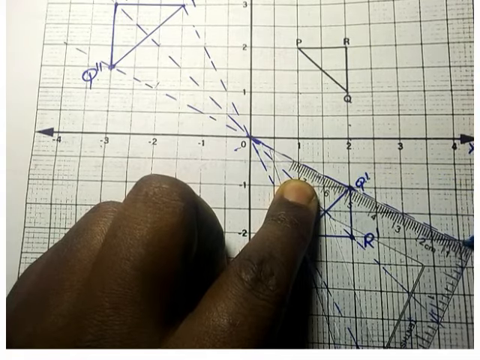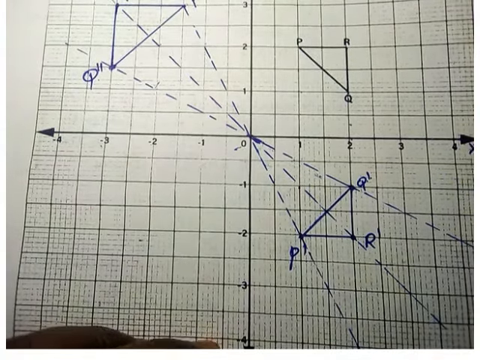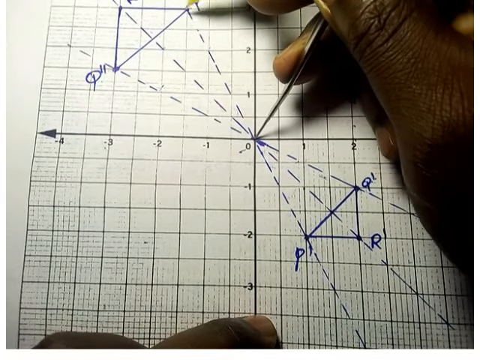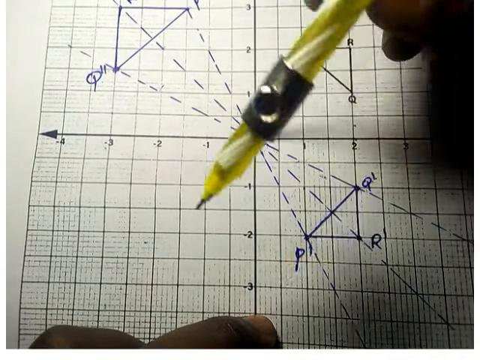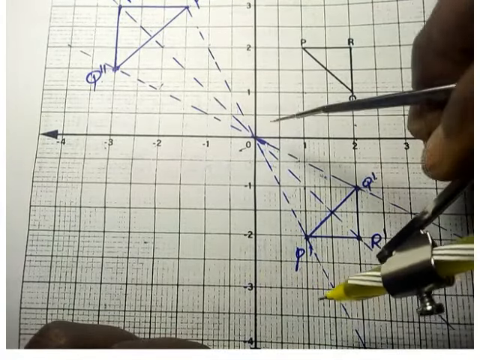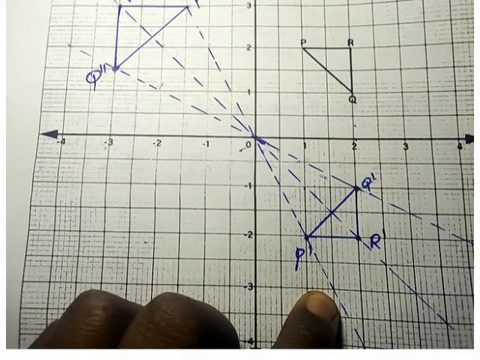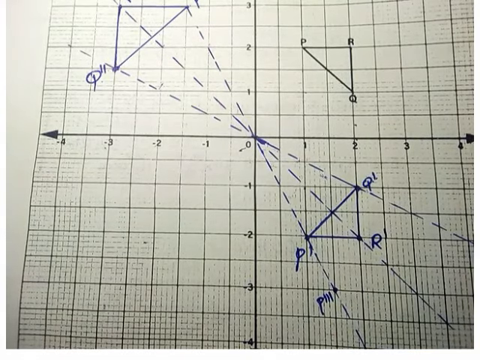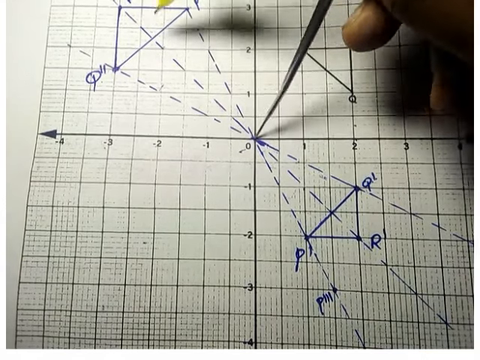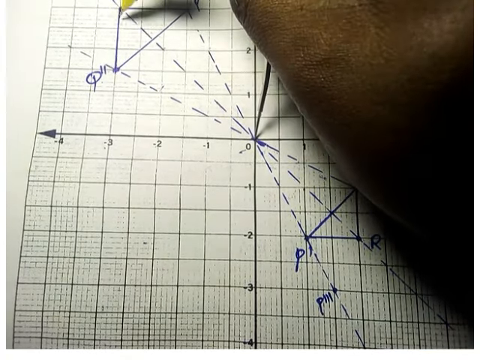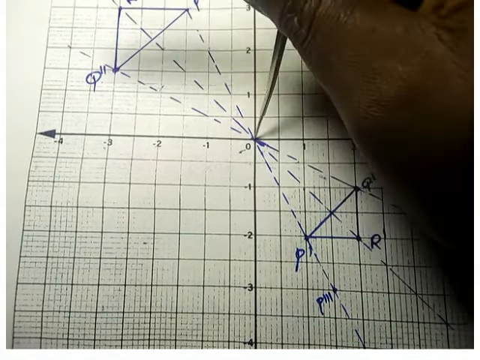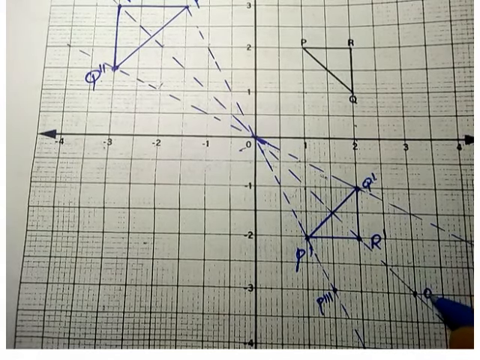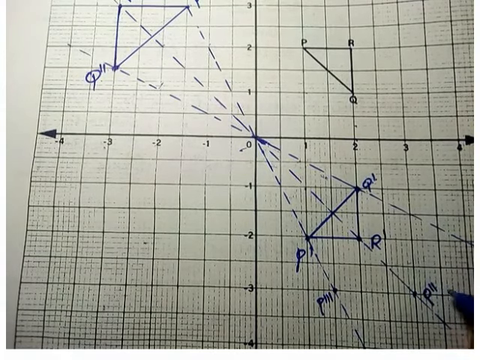Like this. Like that. So the Q3, which is the image of this, should be the same distance from here. Actually from here. And this is P. So here is going to be the same distance from here up to here. So P prime 3 is here. P prime 3 is going to be there. Also measure the distance from origin to R and bring it down here up to here. So it's going to be here. This is R prime 3.